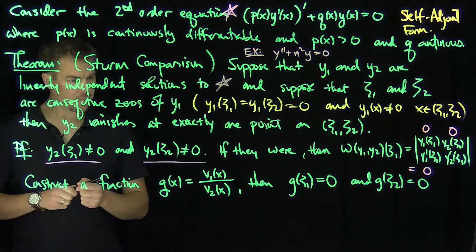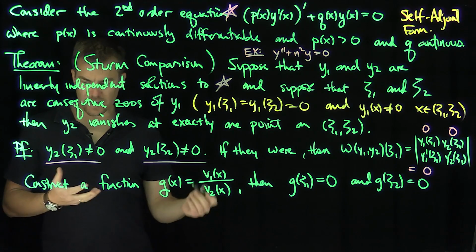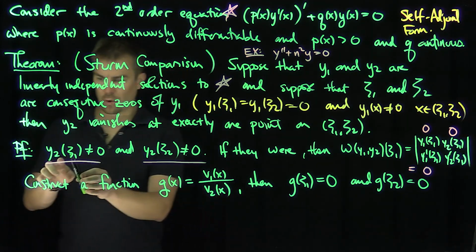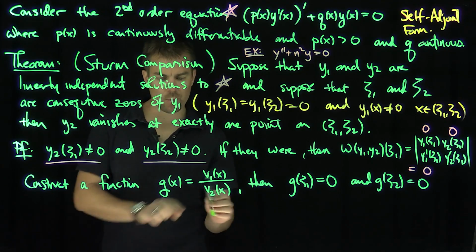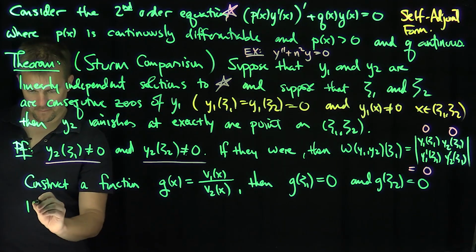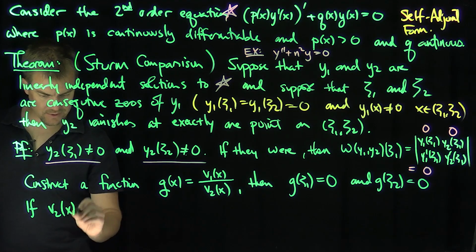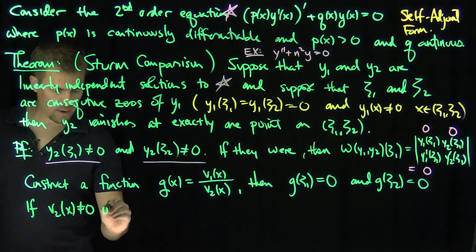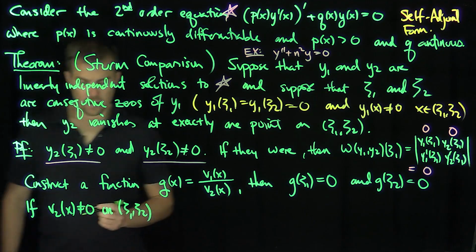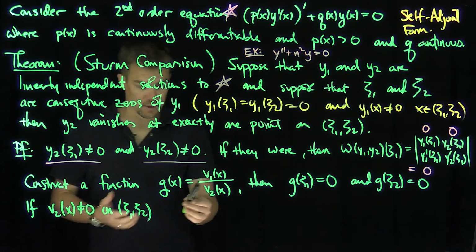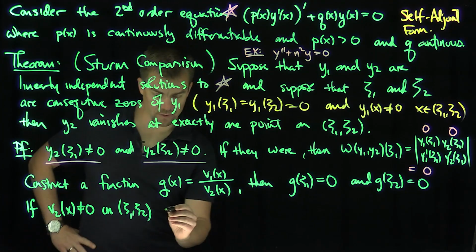We can now say that, to get a contradiction, let's suppose that not only is y2 non-zero at zeta 1 and zeta 2, let's suppose it's non-zero everywhere in between. If v2 of x is not equal to 0 on the open interval zeta 1 to zeta 2, then this function g is continuously differentiable everywhere on the interval zeta 1 to zeta 2. So let's compute its derivative.